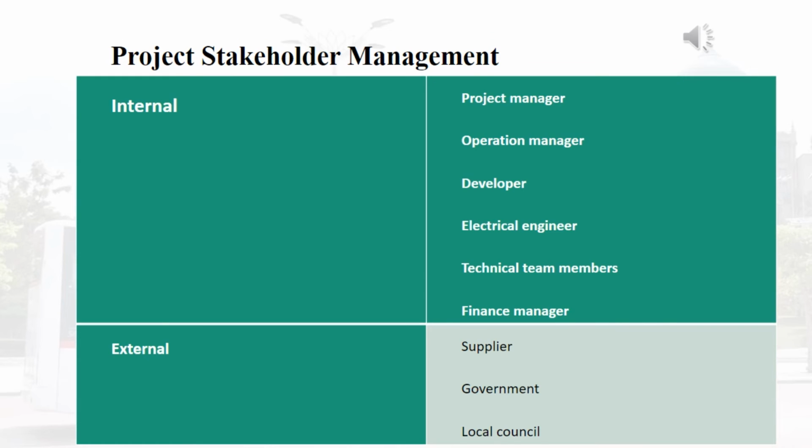There are two types of stakeholders, internal and external. Internal stakeholders will be the project manager, operation manager, developer, electrical engineer, technical team members, and finance manager. While for external stakeholders, there will be suppliers, government, and the local council.